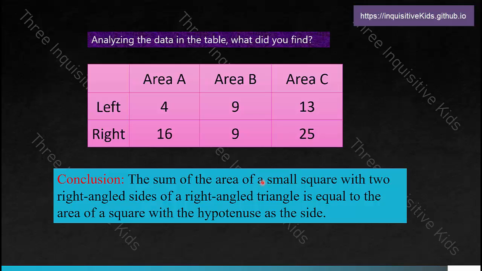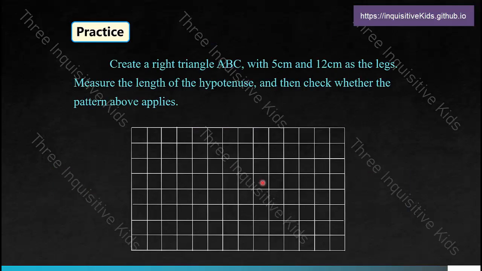So here's a conclusion. The sum of the area of a small square with 2 right-angled sides of a right-angled triangle is equal to the area of a square with a hypotenuse at the side.